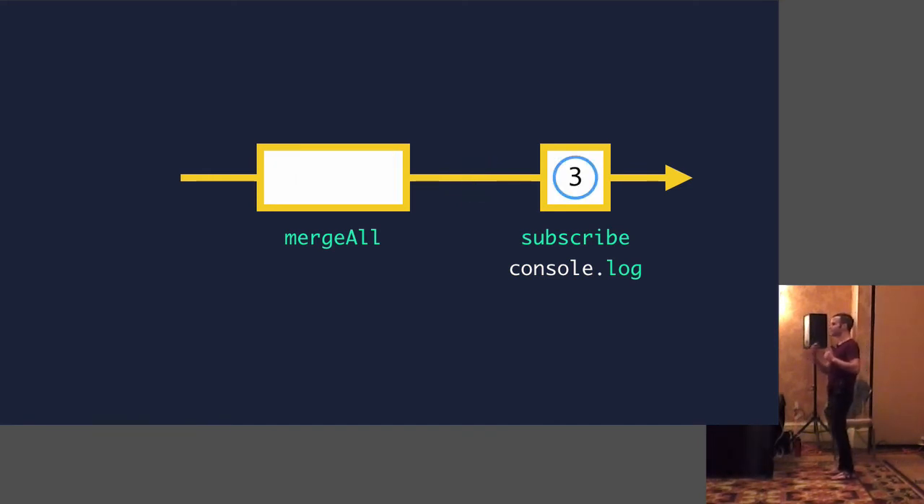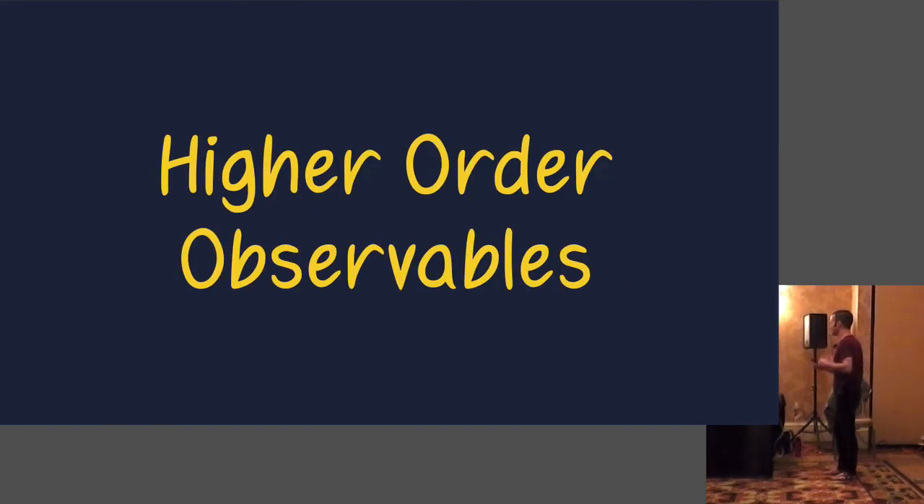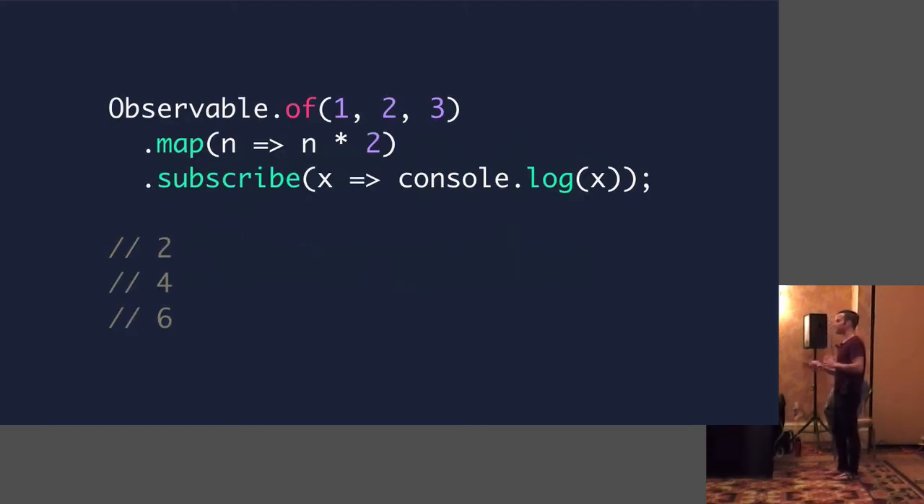But merge all actually works on other things besides arrays. And that leads us into our final topic, which is looking at higher order observables. Now this is a really fancy term, but it's basically when you have an observable and the values inside it are also observables. And we're going to see how that's a useful feature for doing something later, like rate limiting. So let's say we have our observable 1, 2, 3. We're mapping it to double every number.